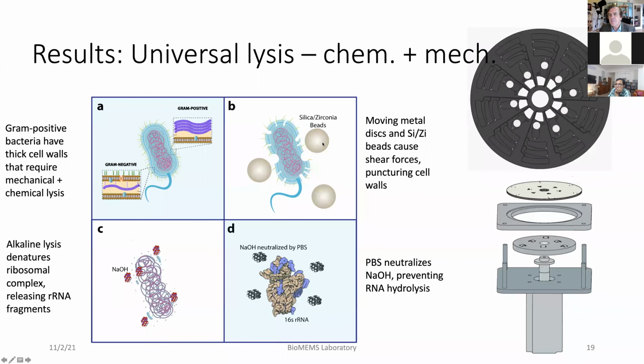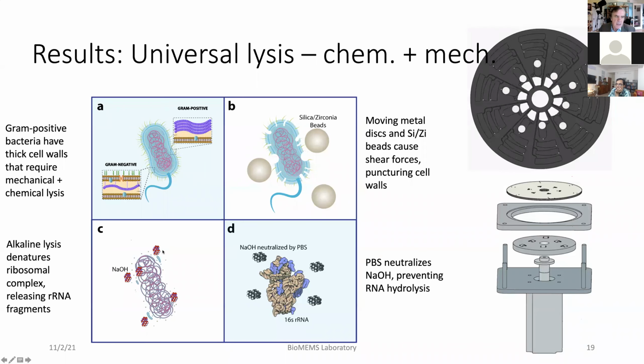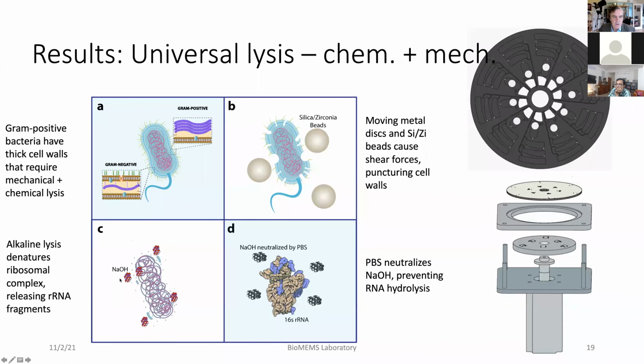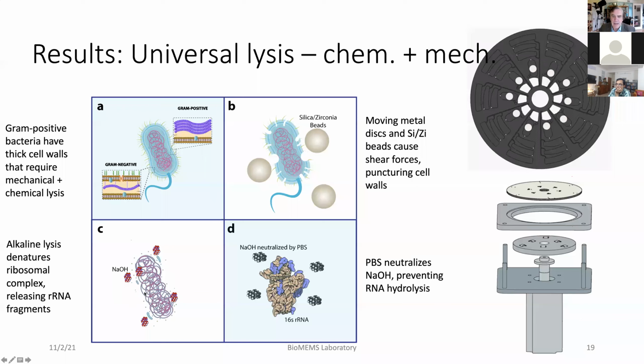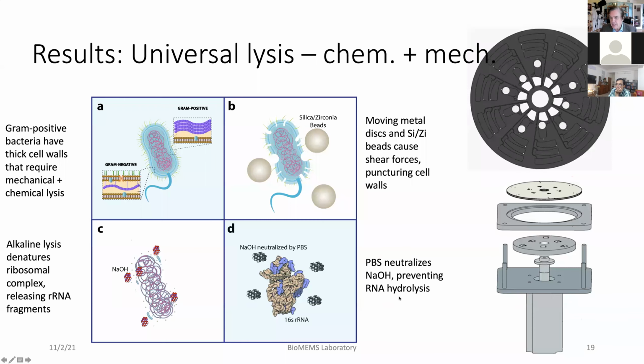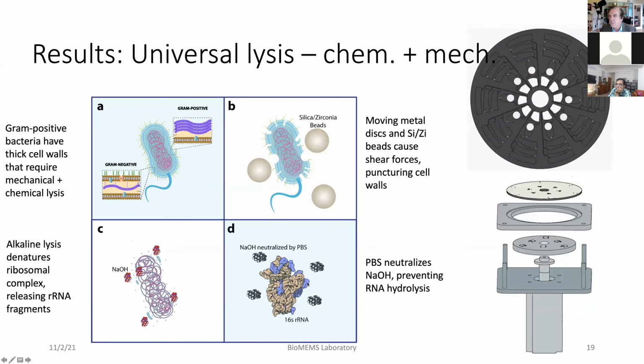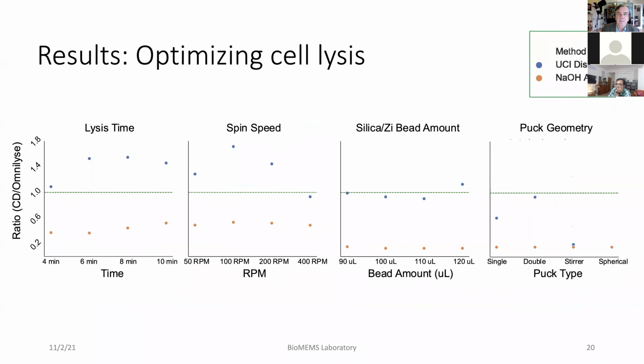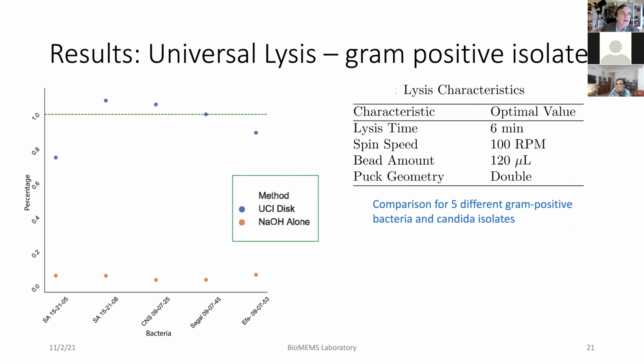So instead of the glass beads I showed you earlier, we use these silicon zirconia beads that cause the puncturing of the cells. Here you can see that the ribosomal complex is coming out, and then the sodium hydroxide releases the RNA fragments. Then we neutralize it. That prevents the hydrolysis of the RNA, and then we are ready for the detection. Good. I will skip a lot of stuff here because of the time.